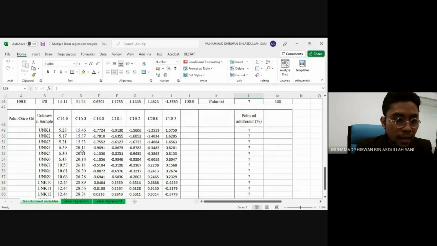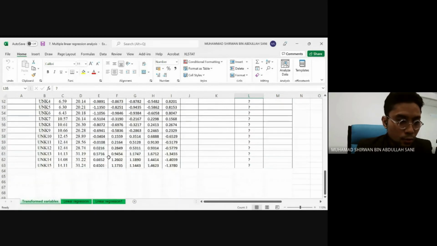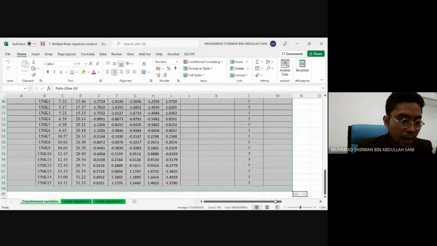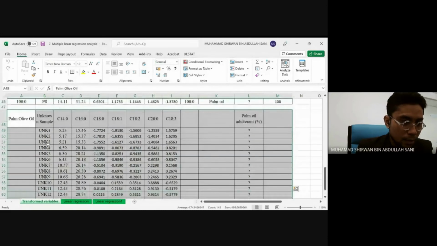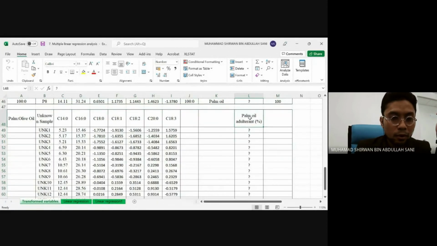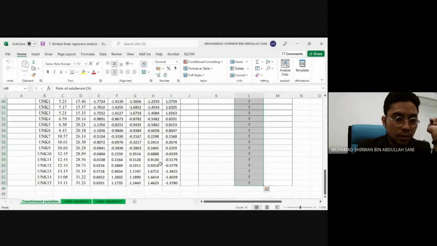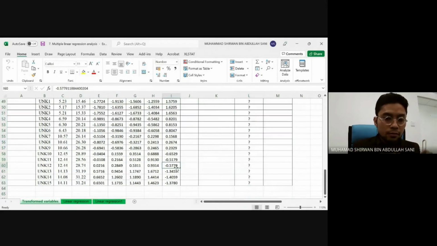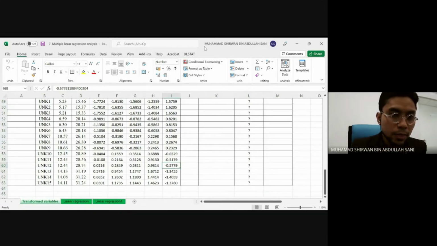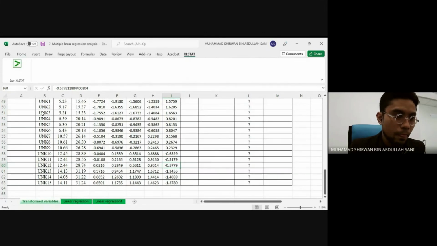And then the last table, we have prepared an unknown sample. This is just for the sake of seeing whether it can predict. Itu sajalah. So we want to know how much palm oil adulterant is predicted by the model itself. Okay. So now, kita tengok yang tu. Let's go to multiple linear regression. So open up your Excel stat. Open up the column.